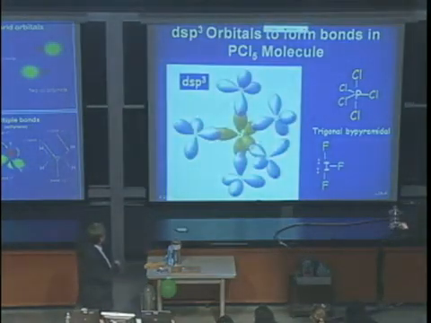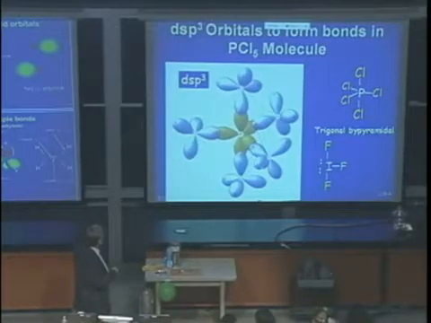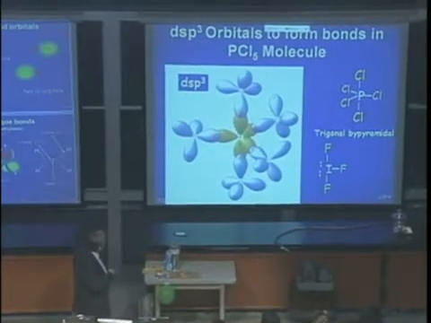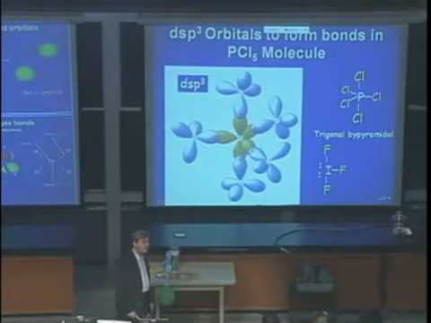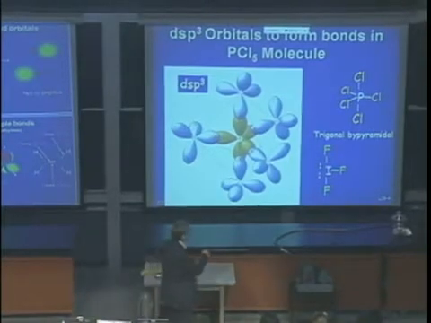This is phosphorus, and this is 1, 2, 3, 4, 5. So this is steric number 5, dsp3 hybridization on the phosphorus. The yellow is the phosphorus. Now, what's the chlorine hybridization?